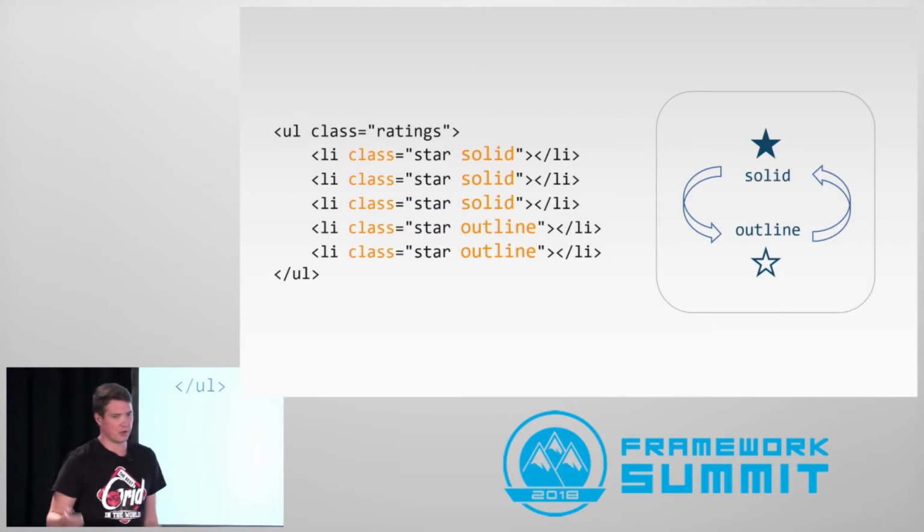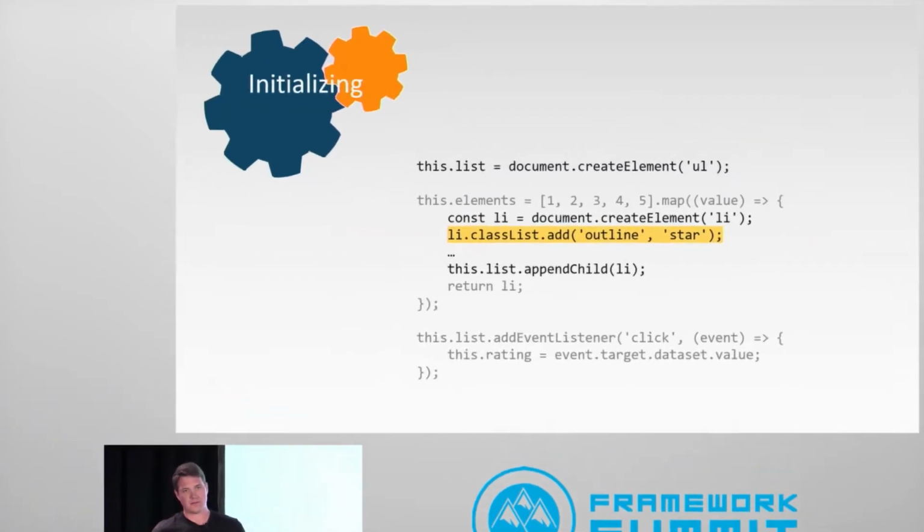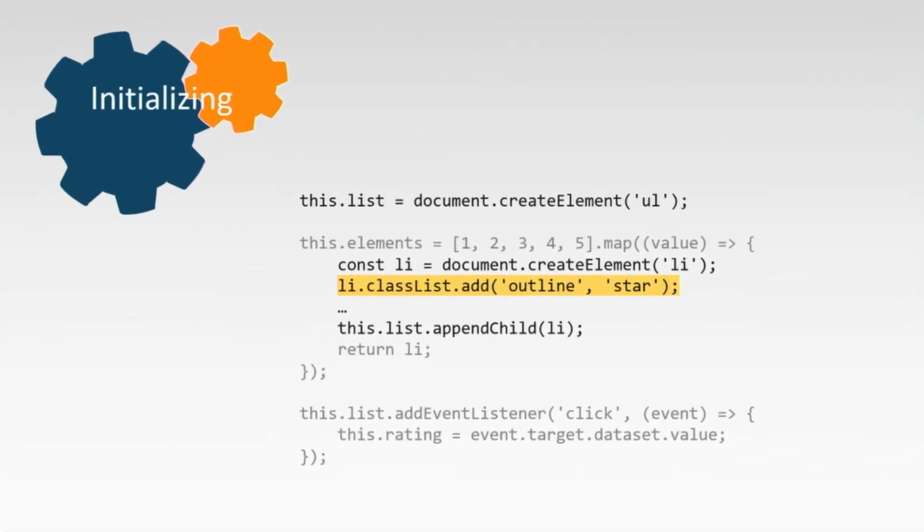Now, let's take a look at the code. So here's the part where we initialize all that stuff, right? Here, again, it's mostly working with the DOM. We're creating the unordered list, creating list items, then adding CSS classes, and just appending it to the DOM so that it is rendered on the screen. And since the widget is interactive, we also registered an event listener to react to a click.